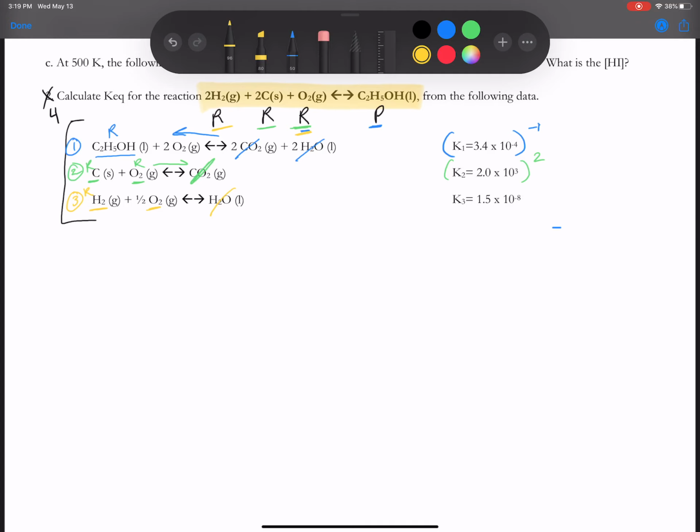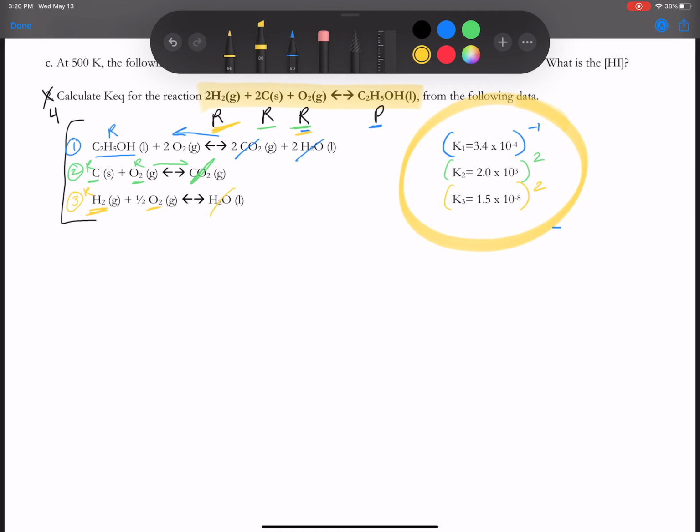So my main focus here is just looking at my H2. My H2 coefficient in my data is a 1, but my H2 coefficient in my new equation is a 2. So to go from 1 to 2, I just need to take this to the second power. So at this moment right now, you're done. Everything is balanced because you just focused on your major players.